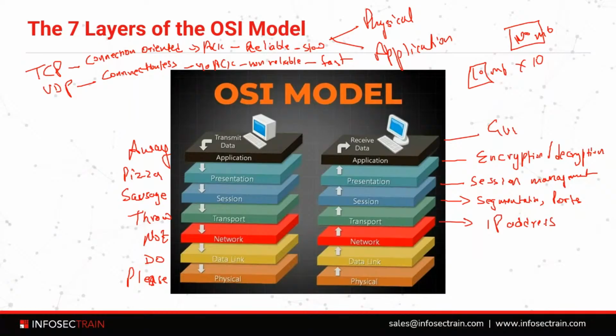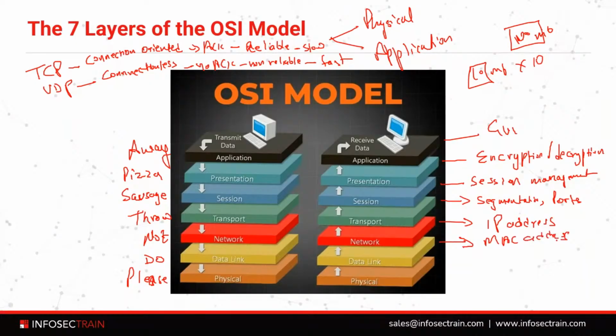Then from your router, it delivers the data to the device to which I want to send the data, right? That's IP address. Then the data link layer works with MAC address.